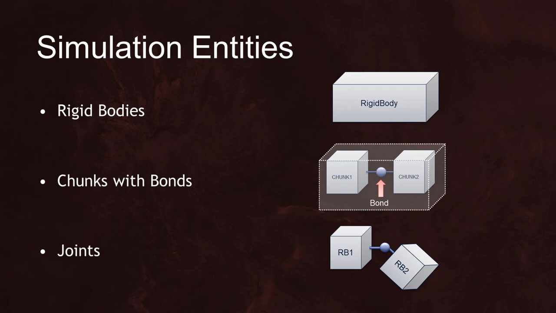Now, the simulation entities, the things we actually simulate in engine, I just want to talk about them briefly to give you an insight. There are rigid bodies, normal RBD, rigid body dynamics. You roll them around. Then we have something called chunks, and they have bonds, and I'll talk about that in a sec. And we have joints, which are basically like Houdini constraints. If you have rigid bodies, you can tie them together with a revolute, like a hinge constraint or some other constraints like that.